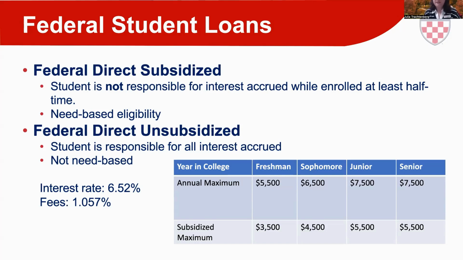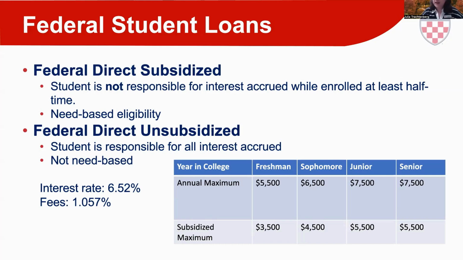There's also a fee associated with all federal loans. The percentage for the subsidized and unsubsidized loans is going to be 1.057%, and this is taken out of the loan amount before the loan funds are applied to your account. This is a federal fee that the government retains from the amount that you borrow.